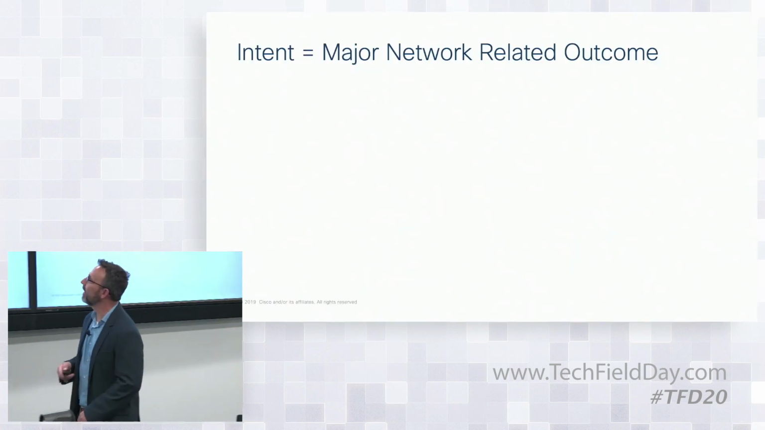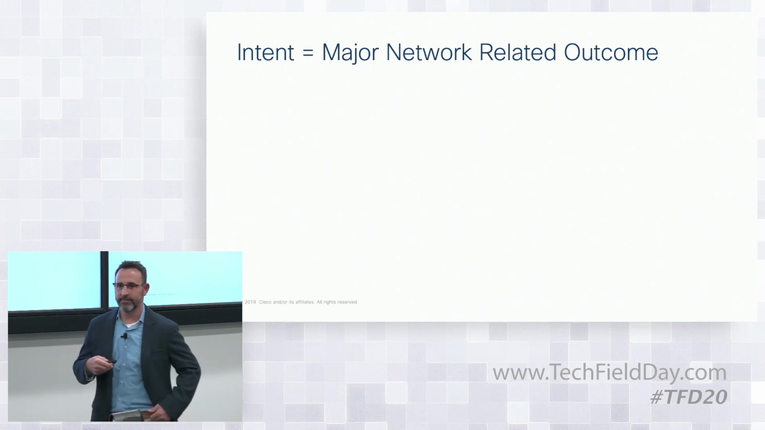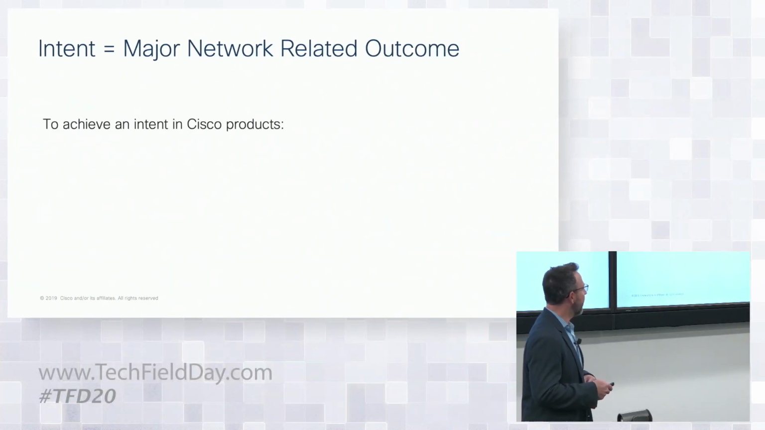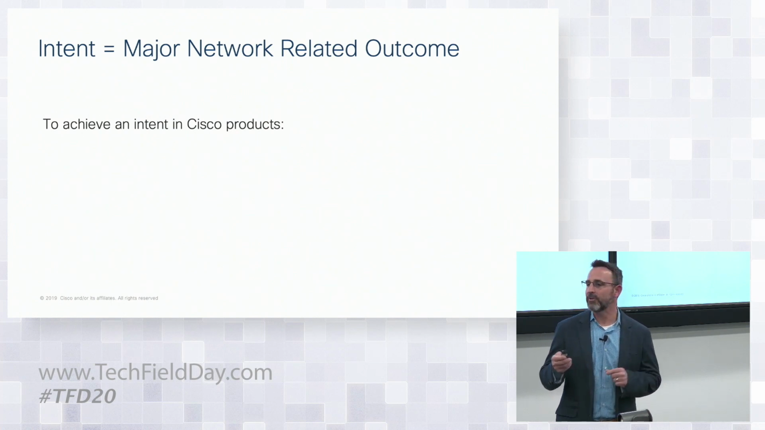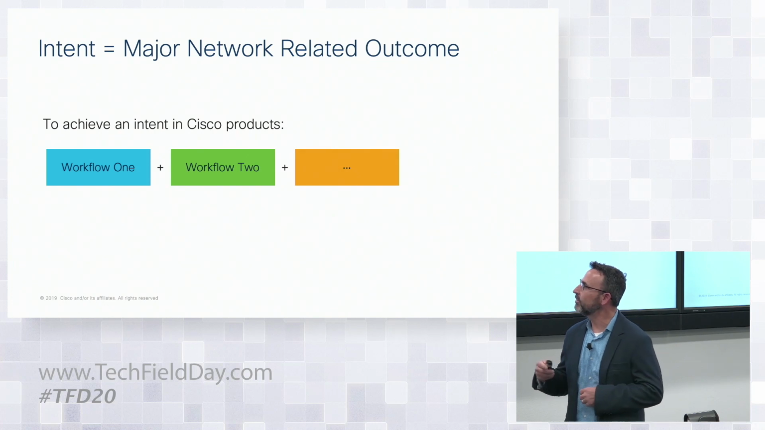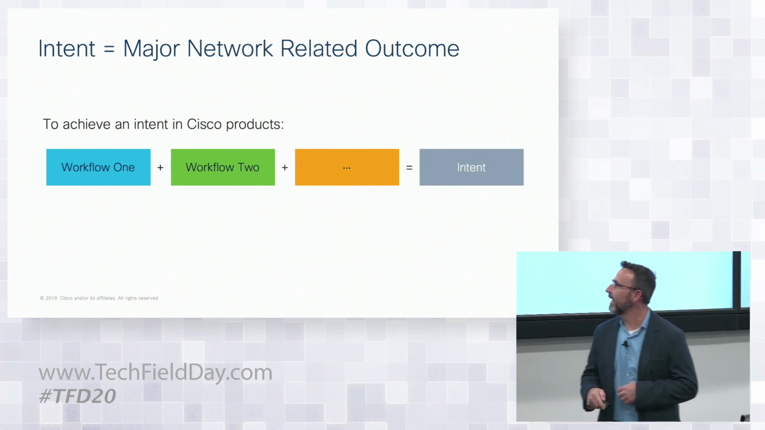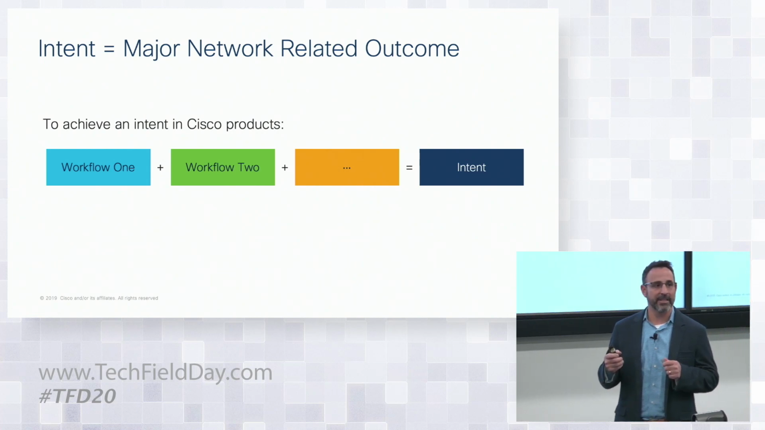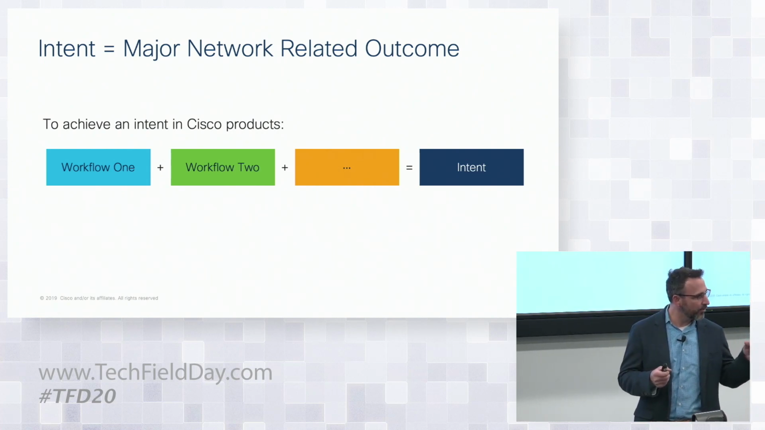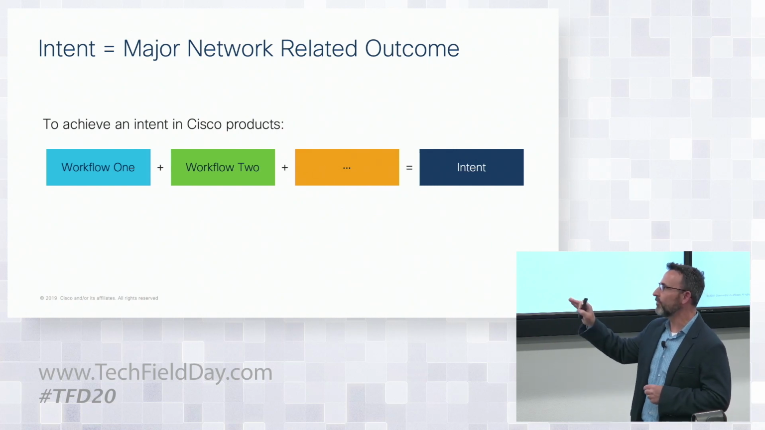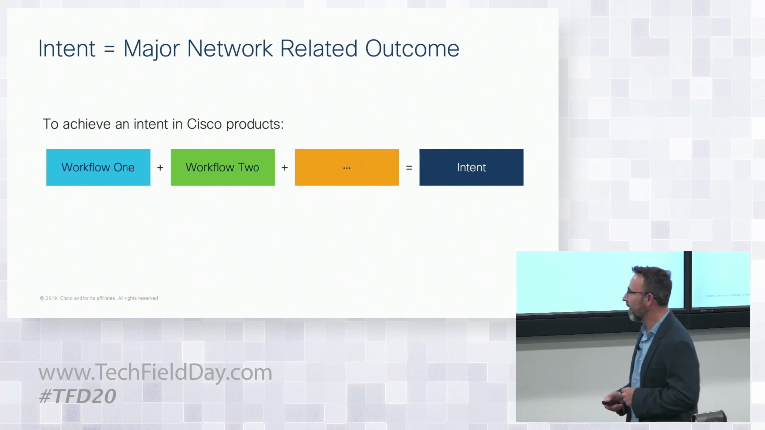First and foremost, I want to start with how we look at intent. Essentially, an intent is a major outcome in the network. It breaks down to workflow 1, workflow 2, and so forth, to really get to that intent. So intents are significant. They're not small. They're not little things. We're going to take users down multiple workflows to get to the outcome.